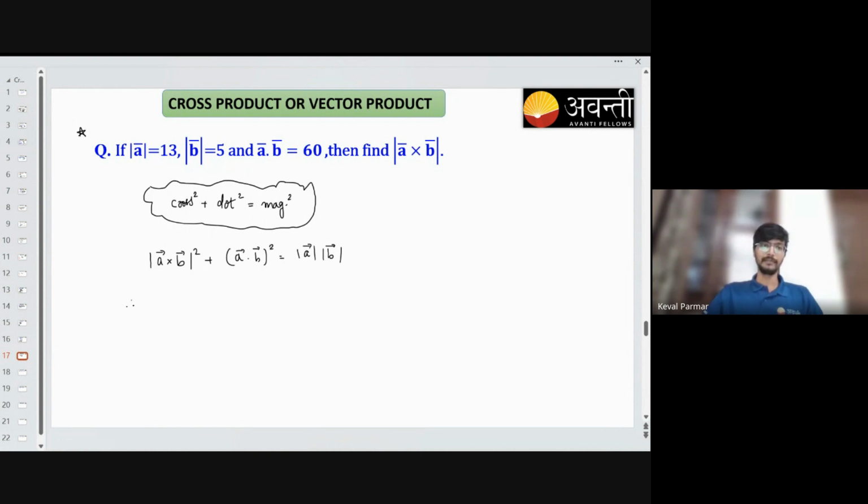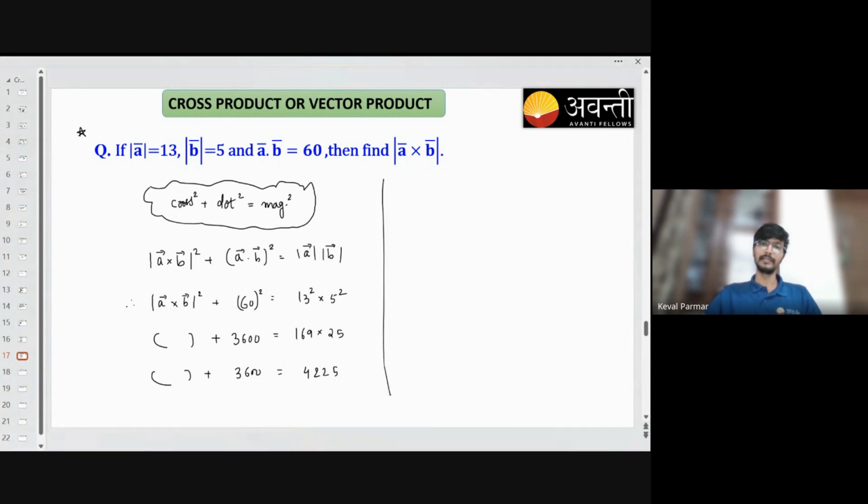So here I'll get A vector cross B vector का square plus what is this, 60, 60 का square, is equal to 13 square into 5 square. So that is 3600. This will remain as it is. So 169 into 25. What is 169 into 25, guys? आता है 25 का table. It is 4225. And here we have 3600, as it is.